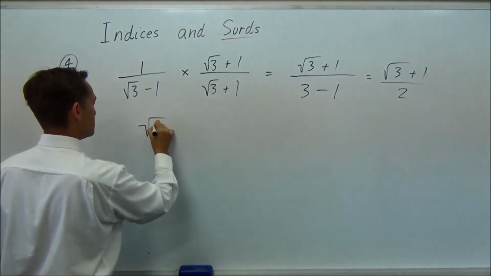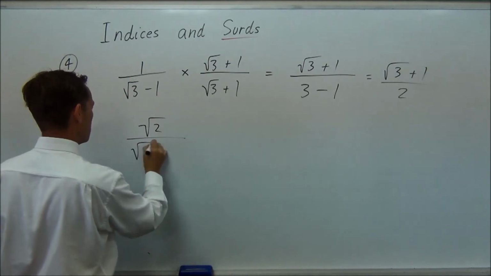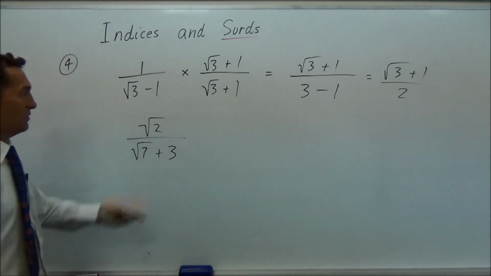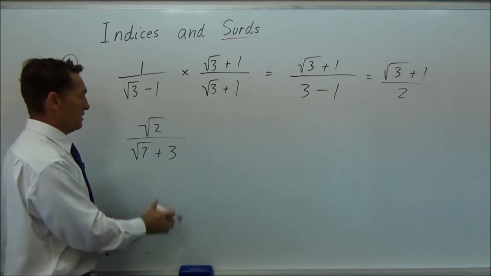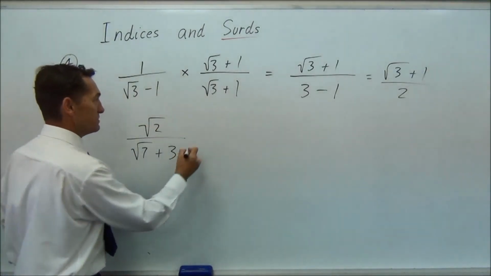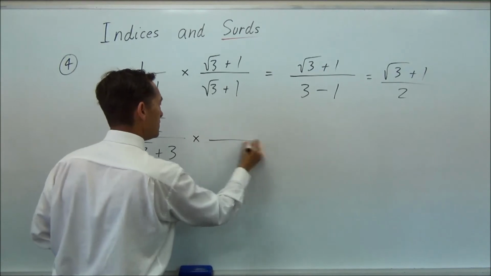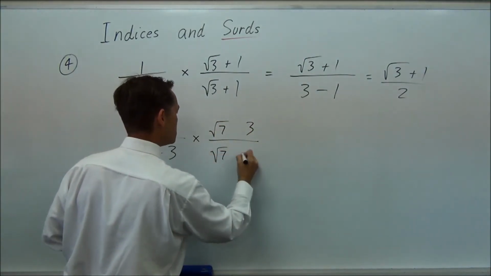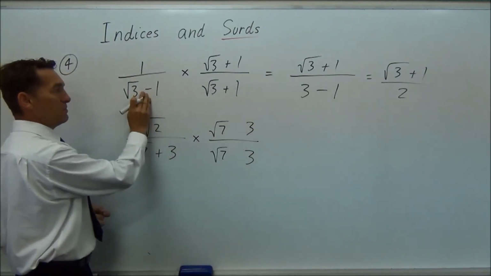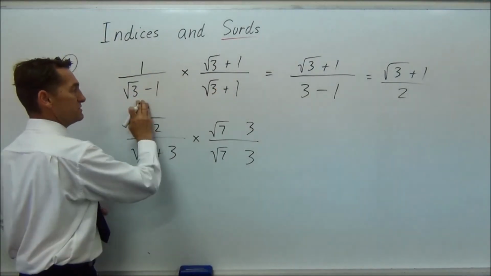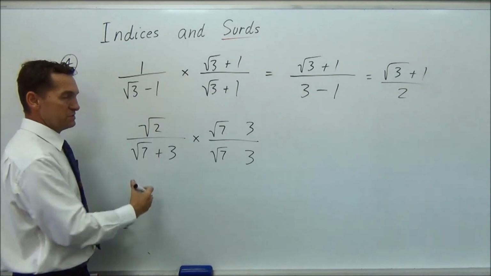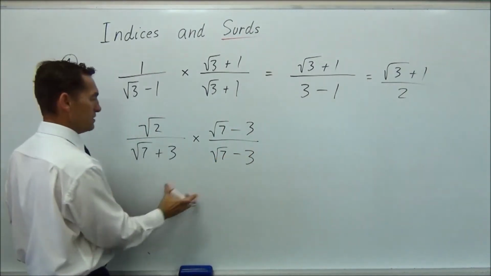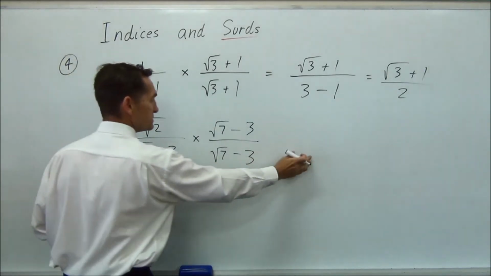So let's do another one. So let's put a square root on the top. Root 7 plus 3. We're going to do the same sort of thing. We're going to ignore the top, use the bottom. So we're going to multiply by root 7, 3, root 7, 3. And here I had a minus and I used a plus because I want the difference of two squares. Here I've got a plus, so I'm going to use a minus. Okay, and again I'll have the difference of two squares in my answer.